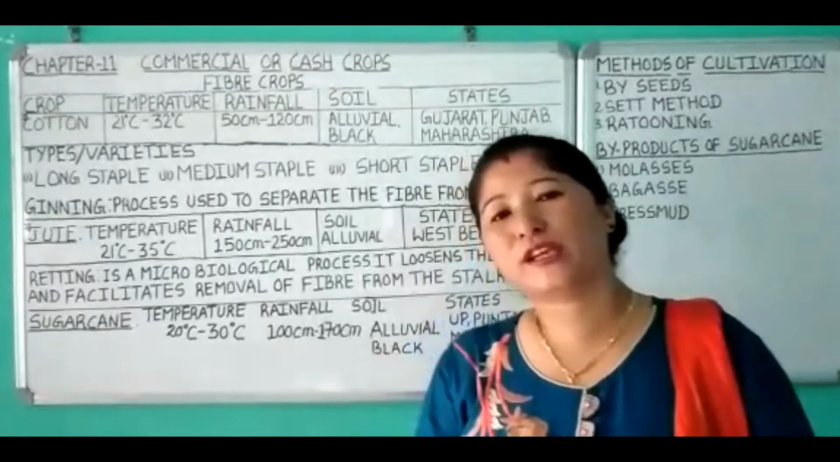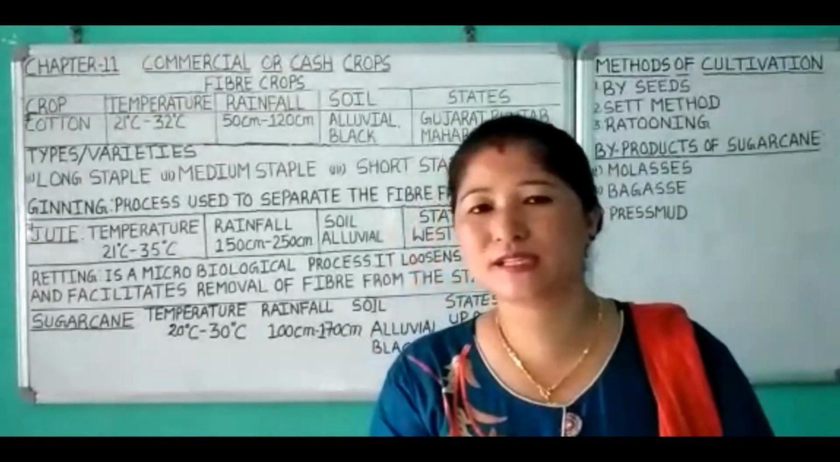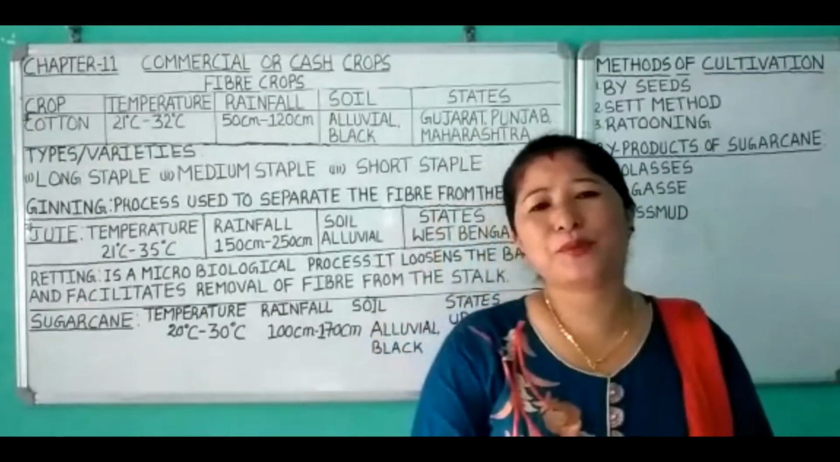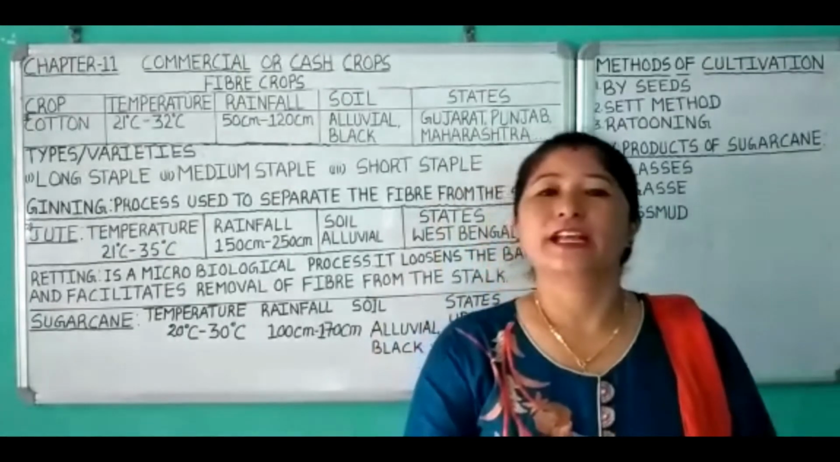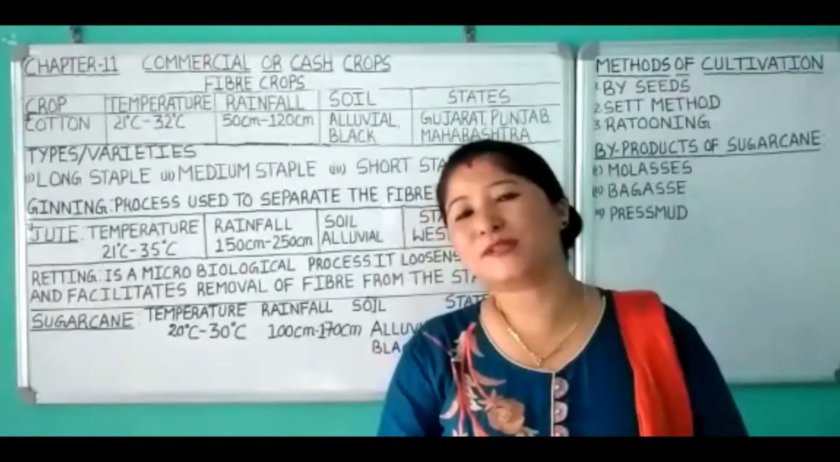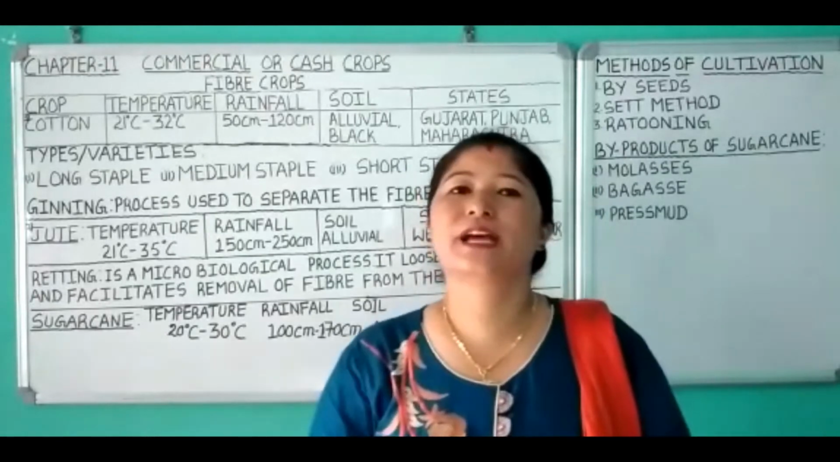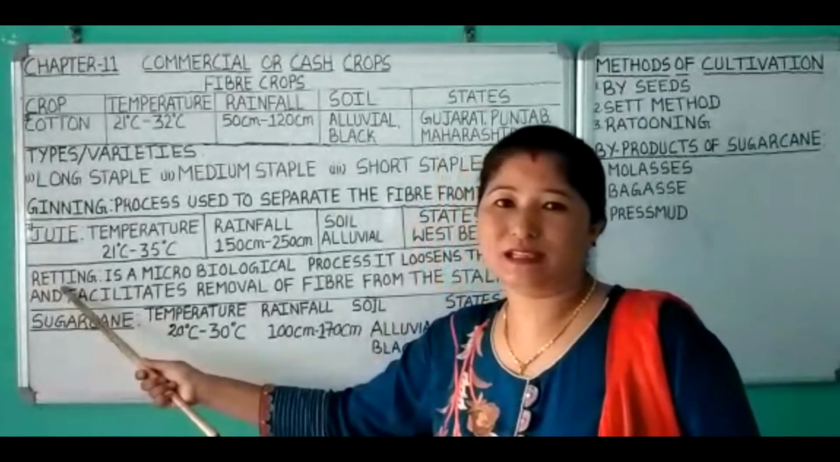Now, sowing: it's done by the broadcasting method, that is sowing of the seed, or the dibbling method. And the harvesting begins as soon as the plant starts flowering. They are uprooted, or the farmers cut the stem close to the ground. Then after that, there is an important process related to the jute cultivation, that is retting.